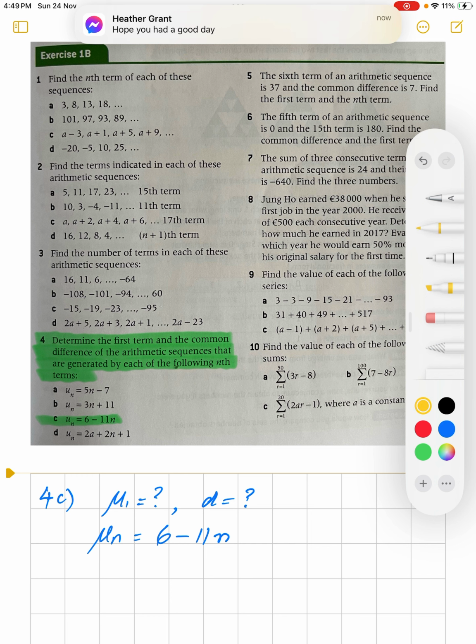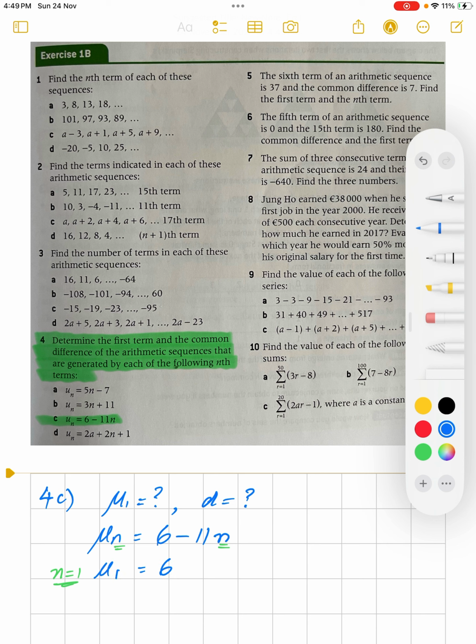Well, we can get the first term simply by letting n equals 1. So we substitute a 1 here, a 1 here, and we will get the first term is 6 minus 11 times 1. So it's 6 minus 11, which is negative 5. So our first term is negative 5.